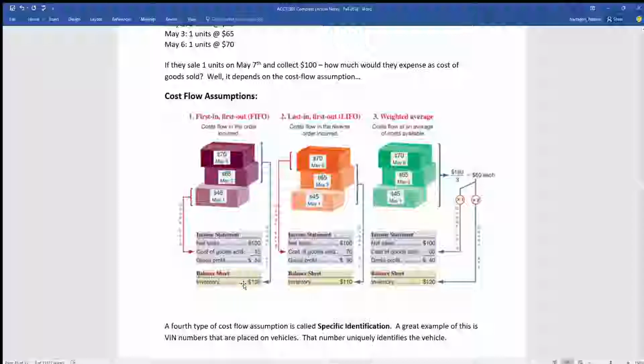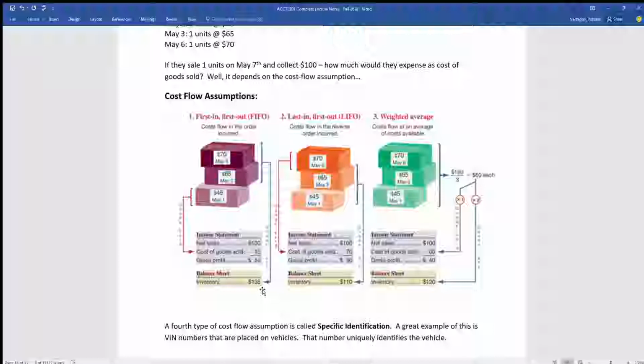That inventory is always going to be what's left. For first in, first out, it's still going to be the May 3rd and May 6th units. Add them together, and that's where we get 135. And we're going to get into all these methods throughout this whole chapter. This is what we're built upon.